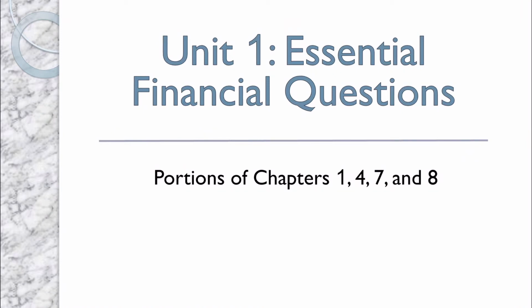All right, we will go ahead and get started here with Unit 1 titled Essential Financial Questions. Unit 1 is composed from portions of chapters 1, 4, 7, and 8. Before we get into each section, I state what chapter the material comes from. I would highly recommend reading each of these chapters, particularly focusing on the areas that are covered within this unit.